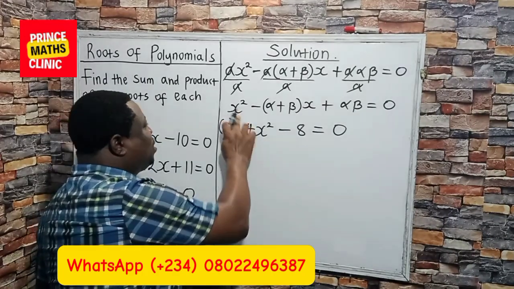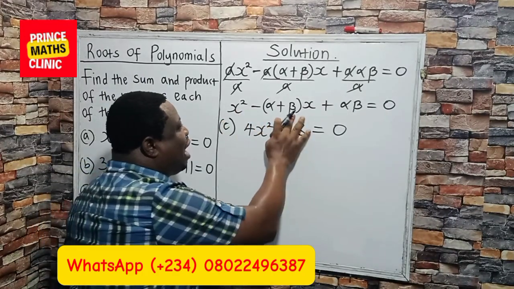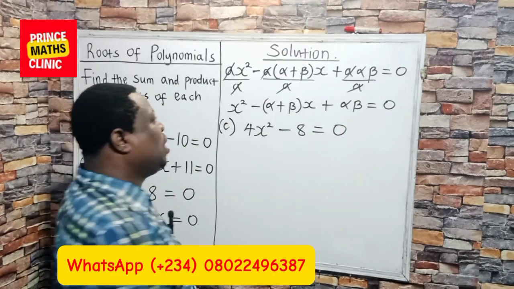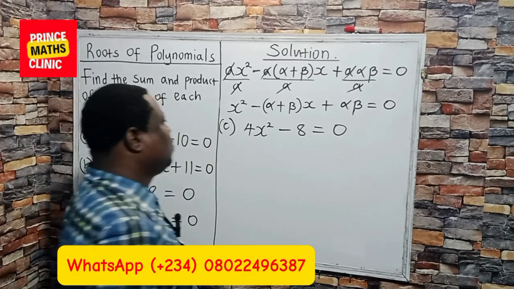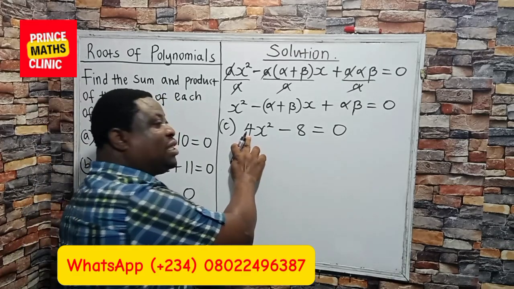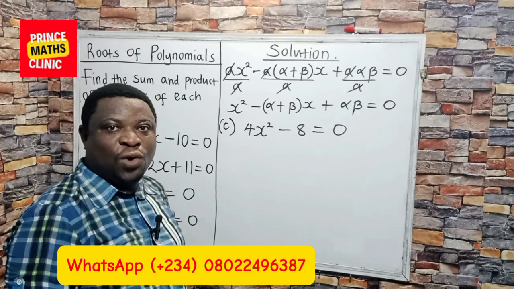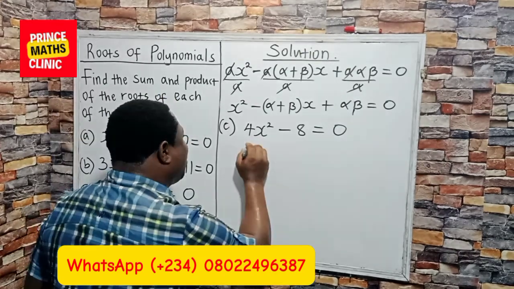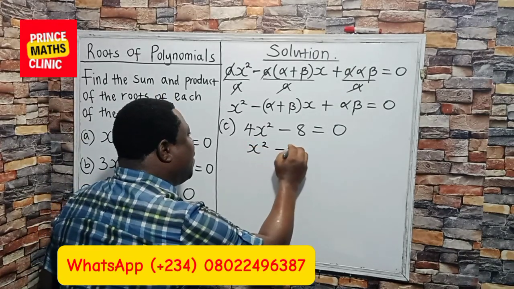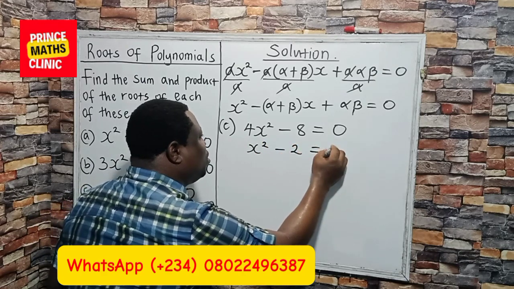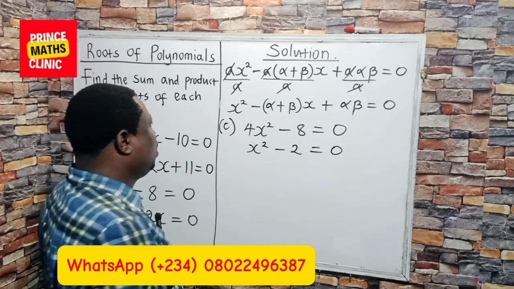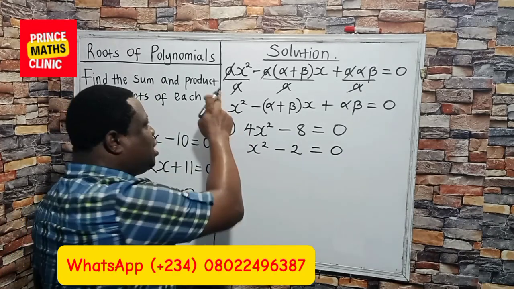You don't have the second term that has x, but you have the last term. But in the first term, you have a leading coefficient. So I'm going to divide through by 4. So this becomes x squared minus 2 equals 0, so that it has a resemblance of the equation, because we want here to be unity.